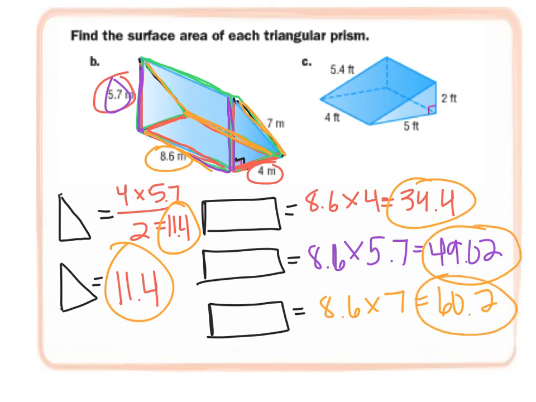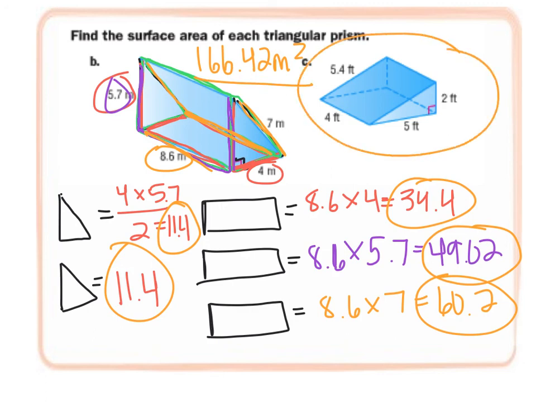Okay, now I need to add up all of my areas because I found the area of each face. Now I need to total it. So 60.2 plus 49.02 plus 34.4 plus 11.4 plus 11.4. I total it and I get 166.42 meters squared. Beautiful. Okay, if you want to try this one over here, which I think you should, definitely try it. We will talk about the answer in class. Make sure you try it. You draw all the faces. Do it in the notebook, please.